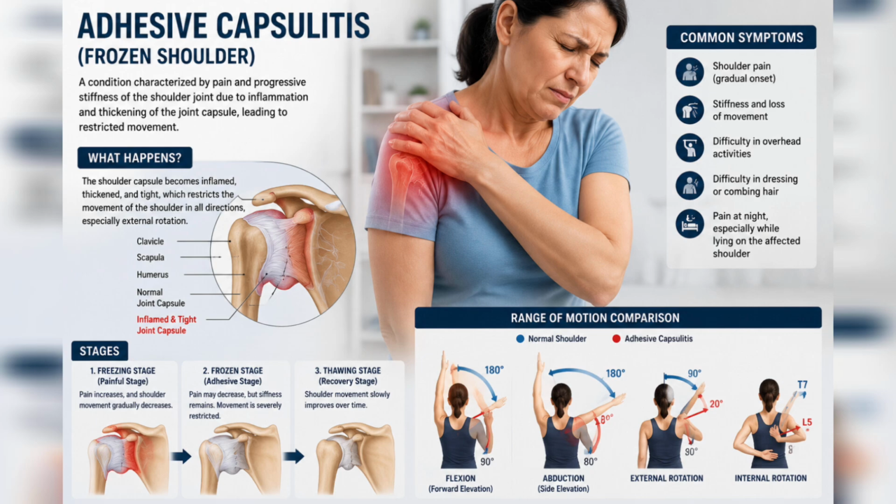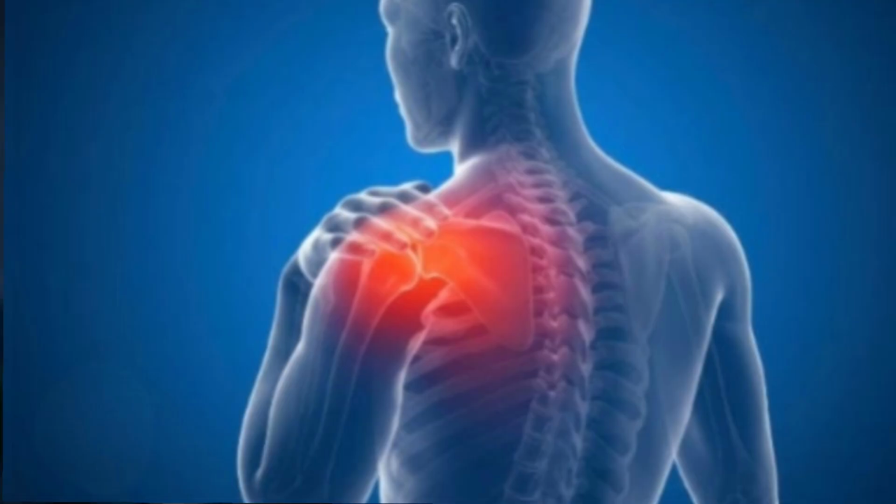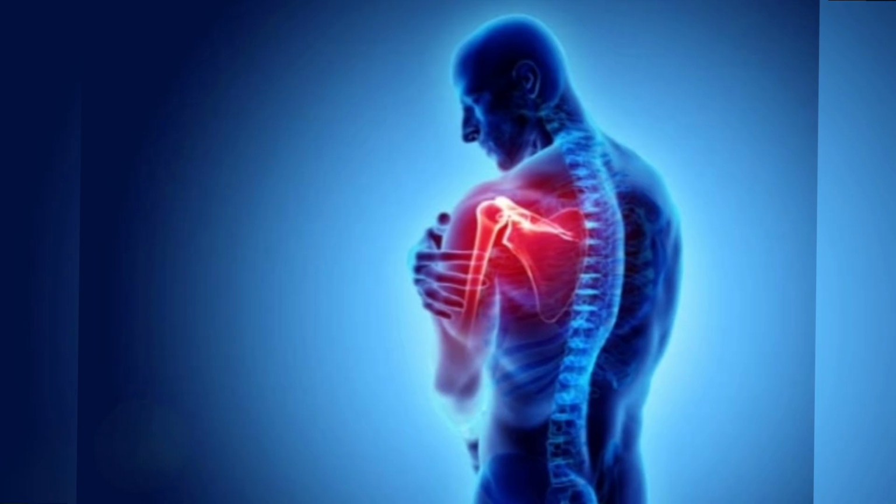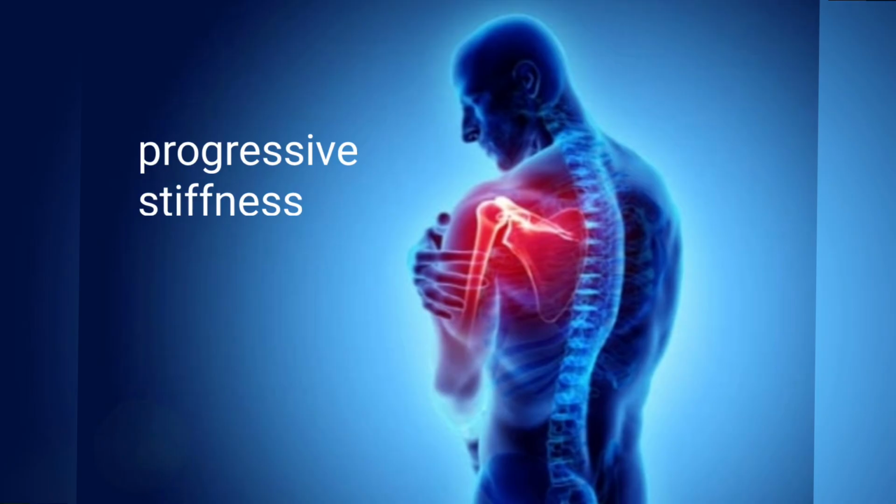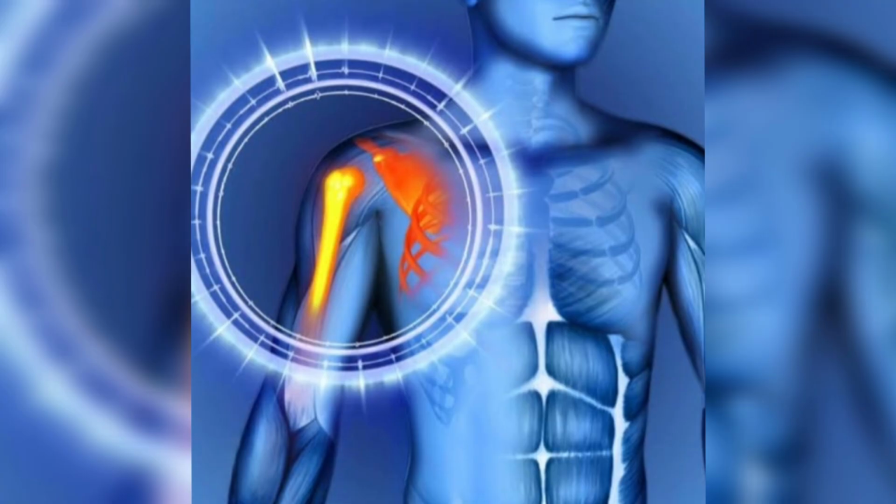Let's analyze the evidence. First, the onset of pain is gradual. Frozen shoulder typically develops slowly over weeks or months rather than suddenly after trauma. Second, the patient experiences progressive stiffness. Many shoulder conditions produce pain, but relatively few cause significant restriction of both active and passive motions. Third, the patient has diabetes. Diabetes is one of the strongest risk factors associated with frozen shoulder.